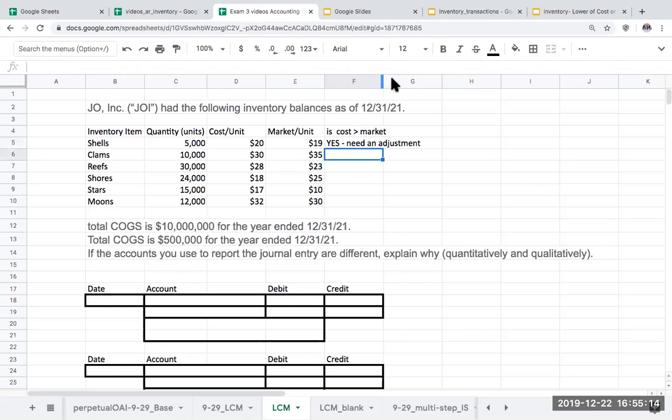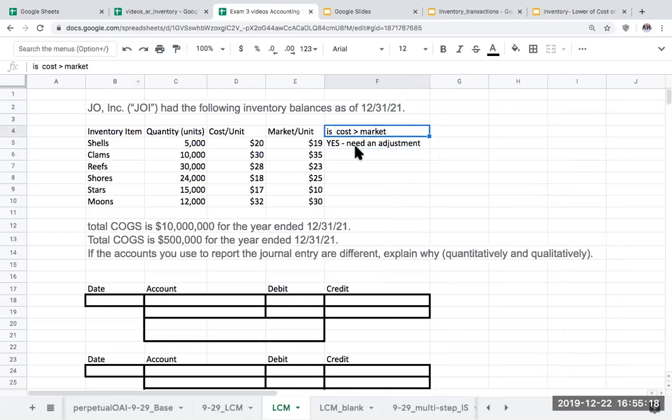Okay, so right over here, if cost is greater than market, I'm going to need an adjustment. Let's go through these here. Is cost greater than market? Well, the answer here is no, because my cost is $30 per unit, which is less than 35. So no adjustment needed. Over here for reefs, my cost per unit is 28. My market is 23. Is my cost greater than market? The answer is yes. I need an adjustment. Over here for shores, my cost per unit is 18, my market is 25. The answer here is no, I do not need an adjustment. Over here for stars, because my cost is 17, which is above market, my cost is bigger than market, I'm going to need an adjustment.